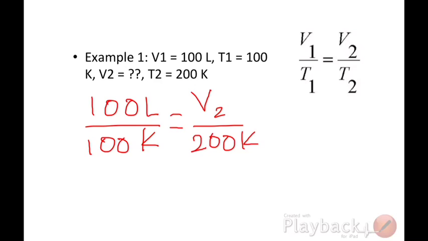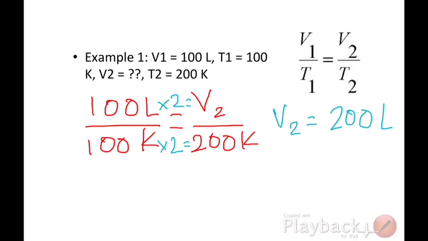We should hopefully be able to see that our first temperature is 100 and our second temperature is 200, and 100 times 2 equals 200. Remember, this is a direct relationship, so initial and final values change by the same factor. So to find our volume 2, we can simply multiply times 2. So V2 is going to equal 200 liters.